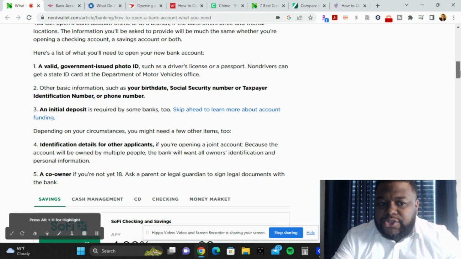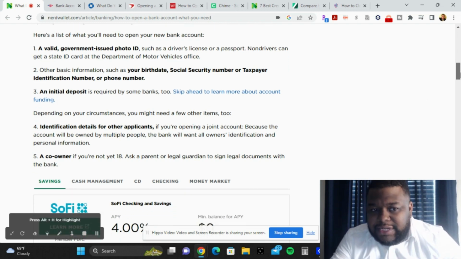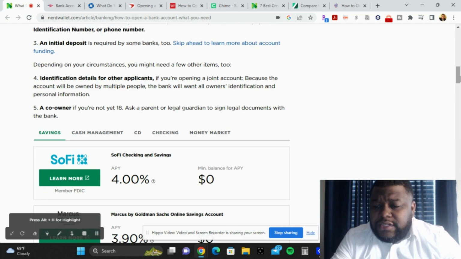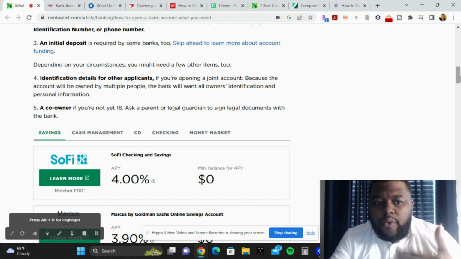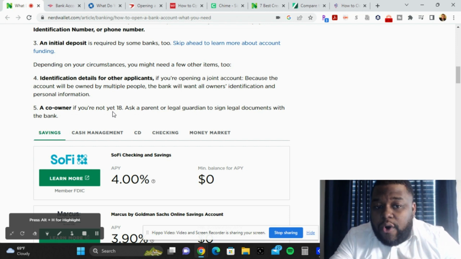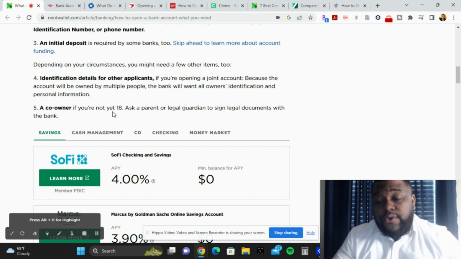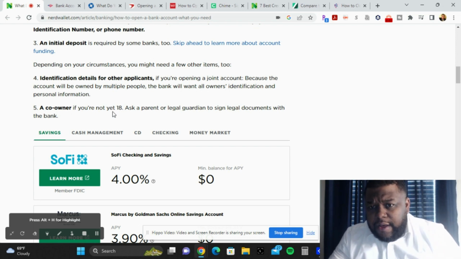And then also just make sure you have the initial deposit. Most likely, sometimes the initial deposit is $25, which is not bad for a banking institution like JP Morgan Chase or Wells Fargo. And also, if you're not at the legal age of 18 yet, you will need a co-owner. So you ask a parent or a legal guardian to be able to sign those documents with the bank. If you are 18 and older, you can go about this process yourself.